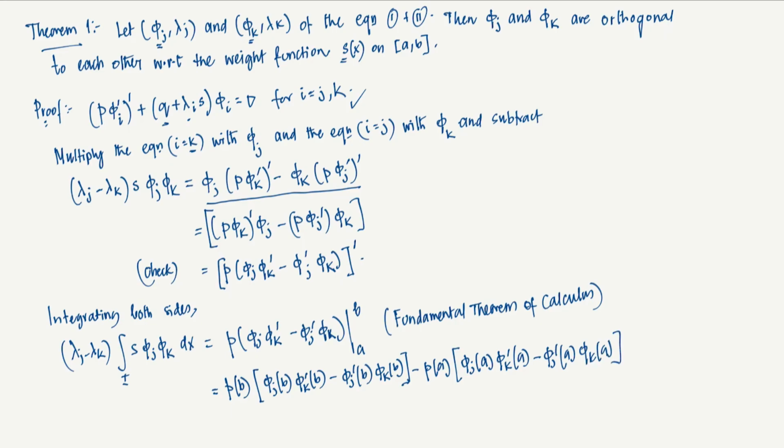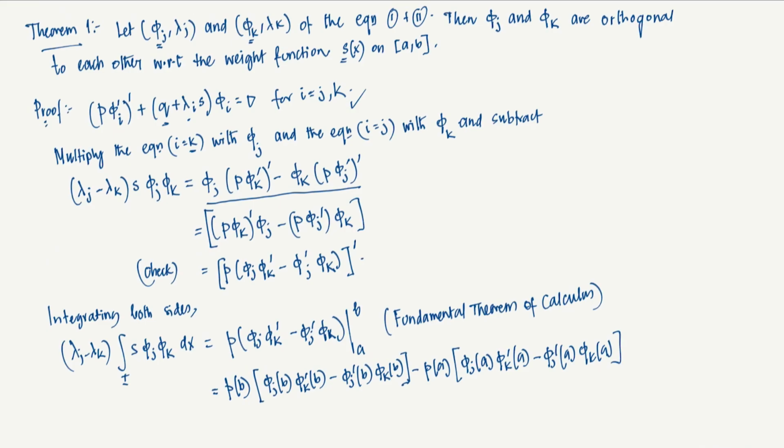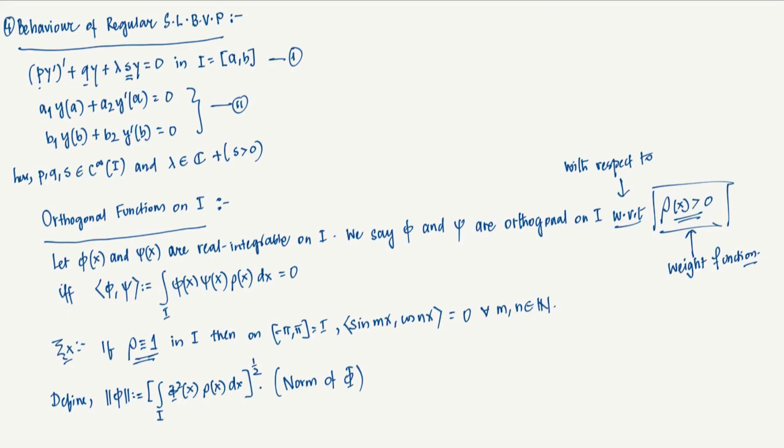Now a small observation, and this is a very critical observation which I want you to understand. See, up till here we did not use, one second, up till here we did not use this condition 2. So now I am going to use this condition 2. See, phi j and phi k both satisfy this equation and this equation, right?